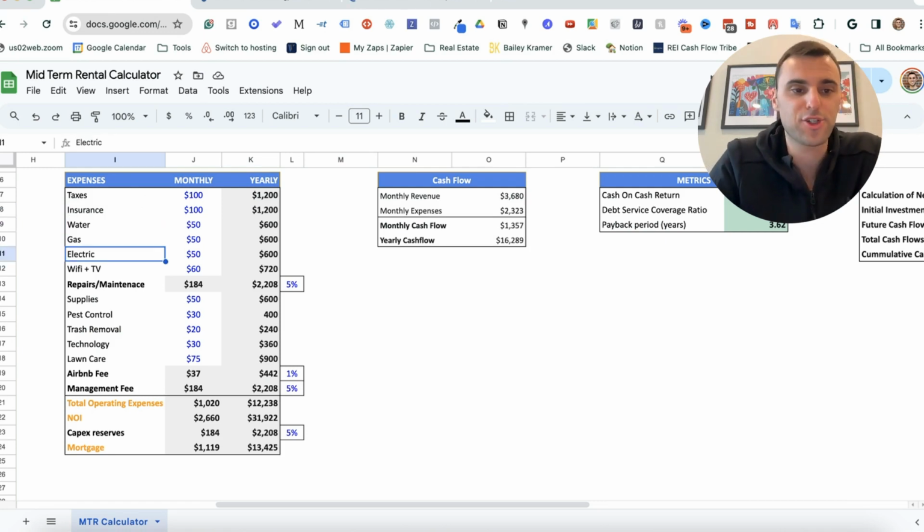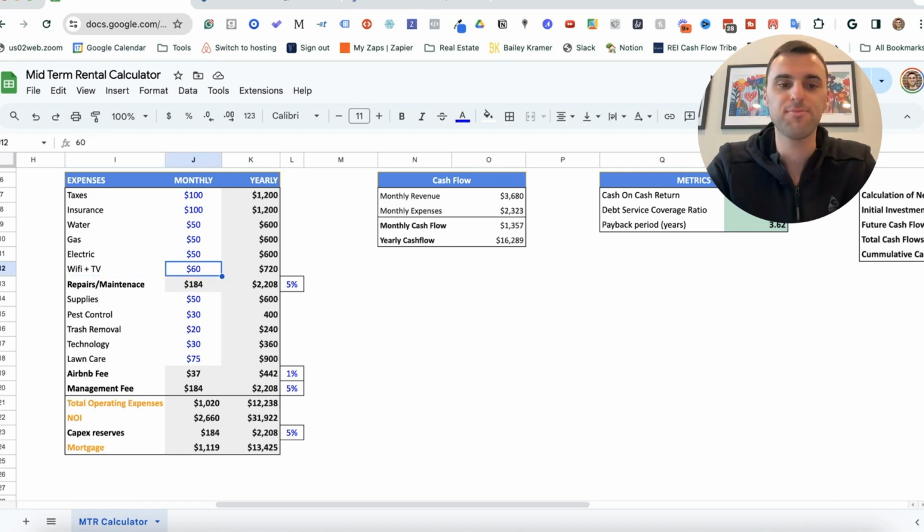Water, gas, and electric. This is really going to depend on the size of the property. So if you're in my REI cash flow tribe, you can literally just ask me and I can give you a rough estimate based on the size and location of the property. Wi-Fi and TV, again, depending on the size, it's going to be roughly $60 per month.